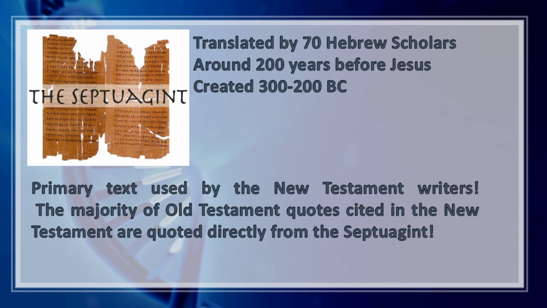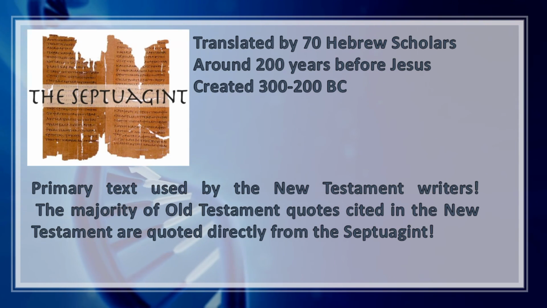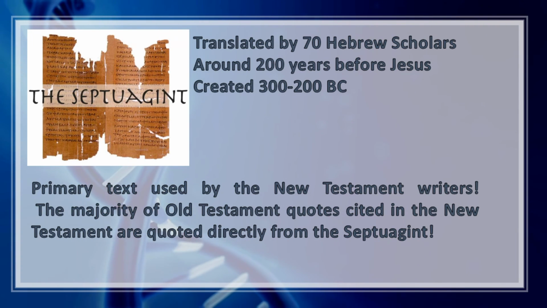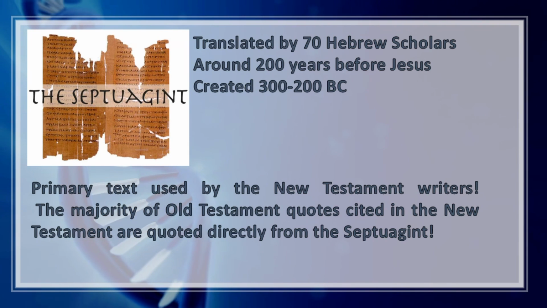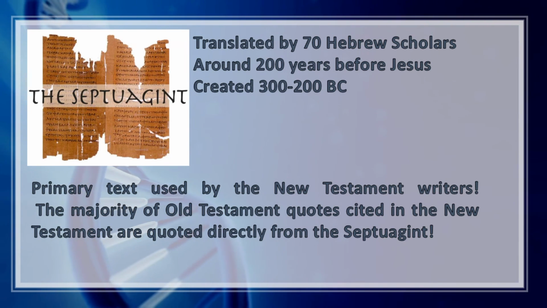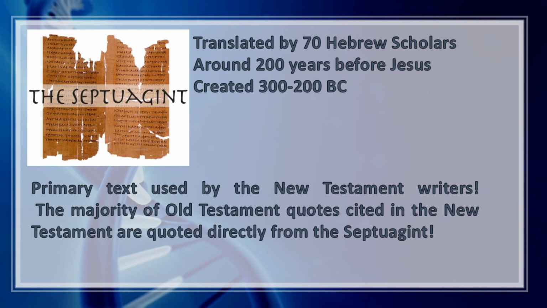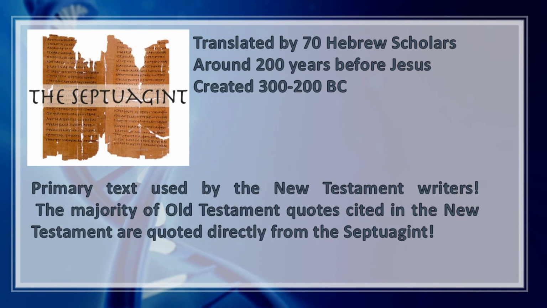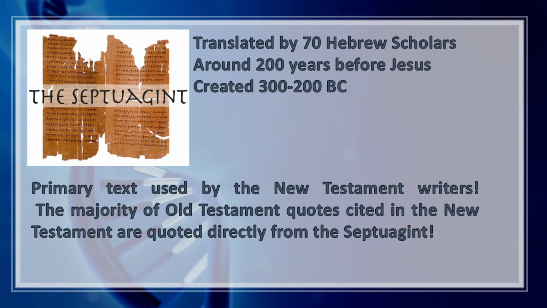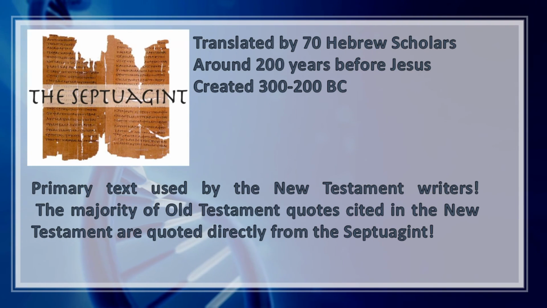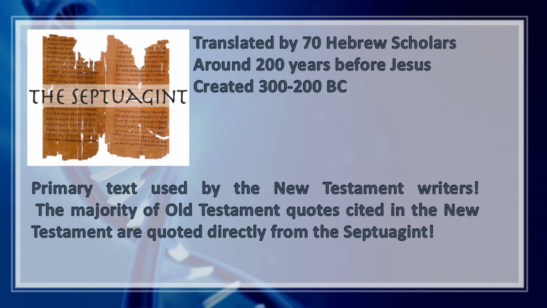We can tell that this is the primary Bible used by the writers of the New Testament and the early Christian church, because the majority of Old Testament quotes in the New Testament actually cite the Septuagint variants and not the Masoretic variant. So we can trust that this was and is a very highly respected ancient translation of the Hebrew Scriptures that Jesus and his disciples used when they quoted the Old Testament.